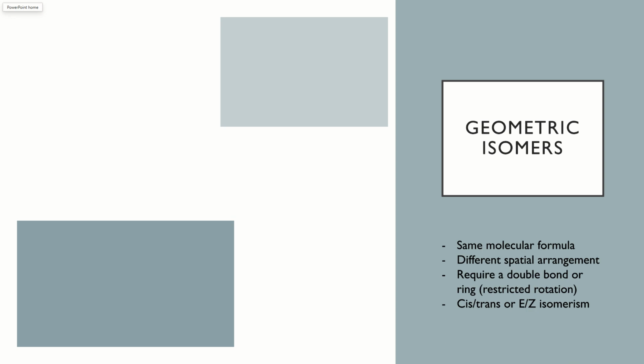Geometric isomers, also known as cis-trans isomers or EZ isomers, are a type of stereoisomer, where molecules have the same molecular formula and connectivity of atoms, but they differ in spatial arrangement of groups around a rigid structure, such as a double bond or a ring. This restricts rotation.